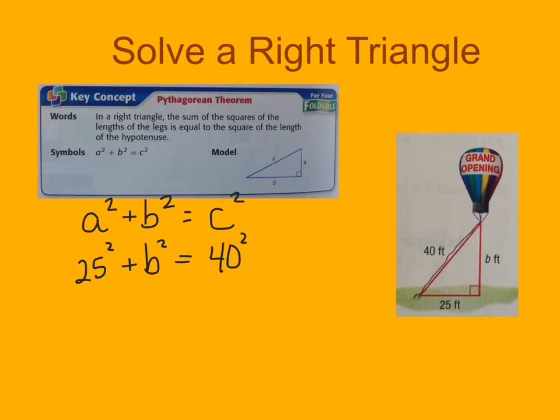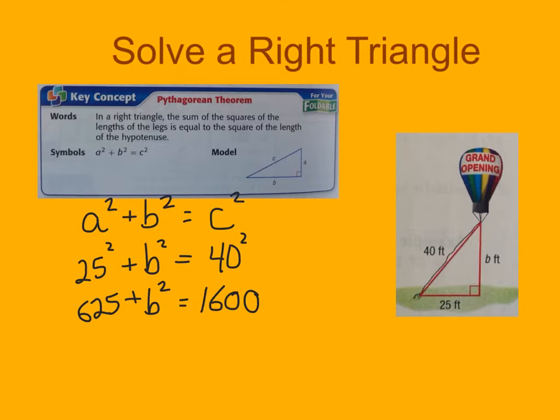Right, so I have a squared, that's this one, so I'm going to take 25 squared, don't forget to square it, right? It's not been squared right here, that's just one of the legs. Plus b squared, I don't know what that is yet, is going to equal, now it's not going to equal 40, it's going to equal c squared. So the hypotenuse is 40, but I have to square it because that's what the formula says. So next I square 25, so 25 squared is 625, and 40 squared is 1,600.